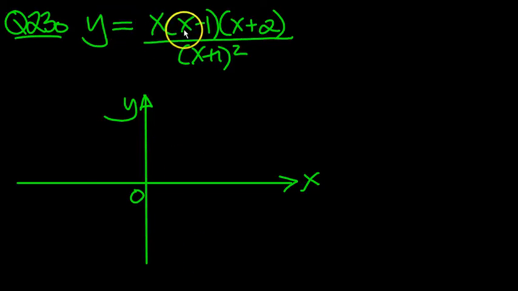y equals x bracket x minus 1 bracket x plus 2 all over x plus 1 bracket squared. We've got a cubic on top and a squared on the bottom, so we'll need to do some division here, won't we? I think that's the best thing to do. So on the top, let's expand this bracket then.